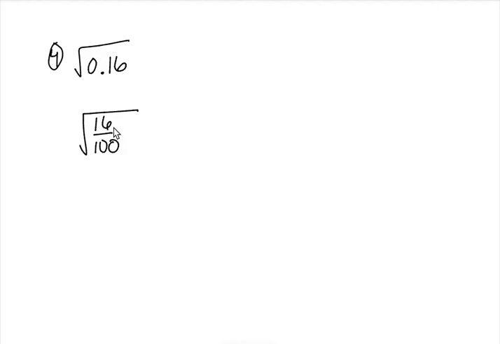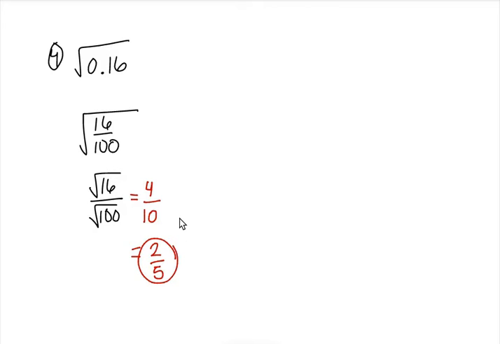Okay. Now, when you have a fraction inside a radical or inside this square root symbol, you actually are taking the square root of the numerator and the square root of the denominator. So we're just going to do that. It's the square root of 16. If you look at your list, what number times itself equals 16? 4. And 100, what number times itself equals 100? Look at your list, and you get 10. Always simplify. You end up with 2/5.